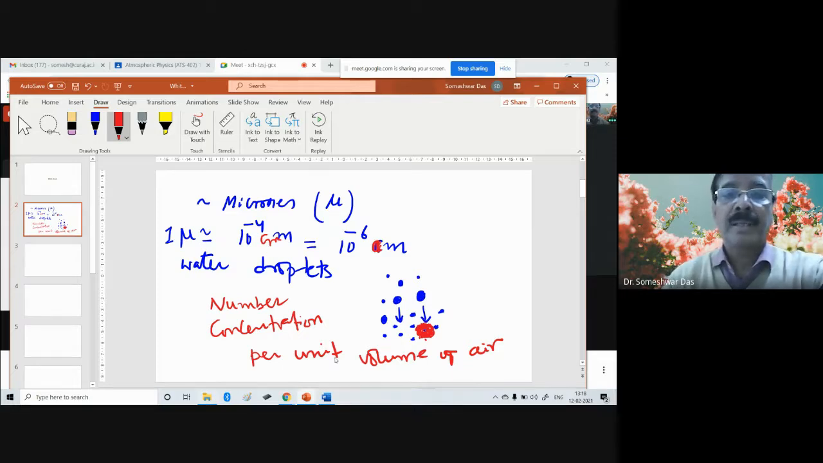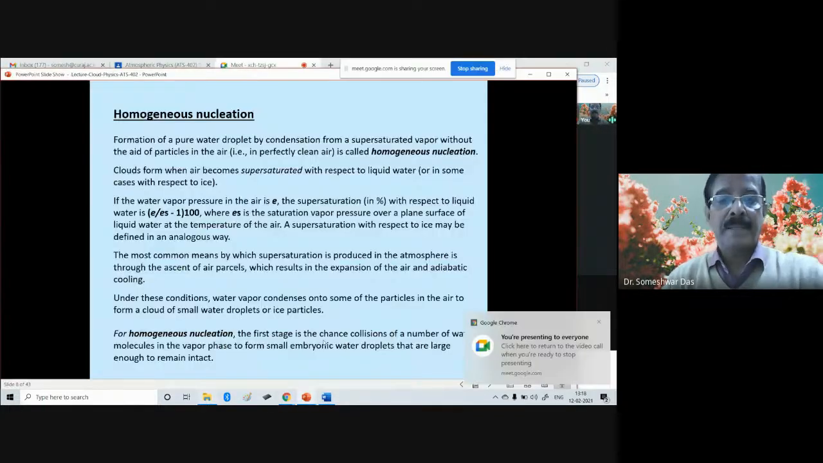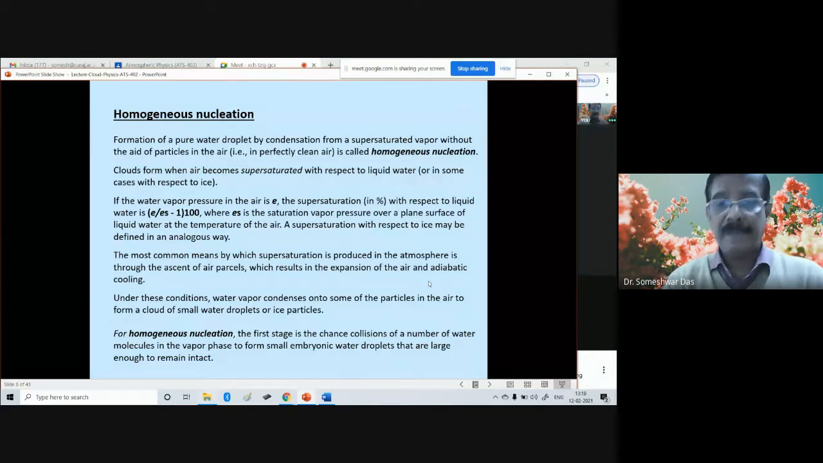Thank you. So this is how the water droplets will form, and this is called homogeneous nucleation, through which the water droplets initially form in the air.